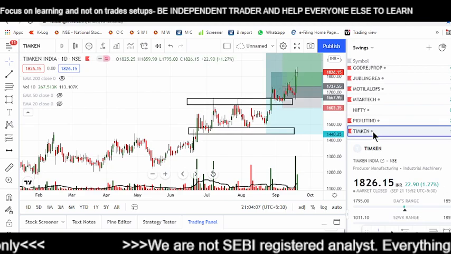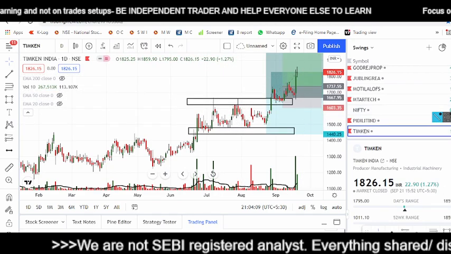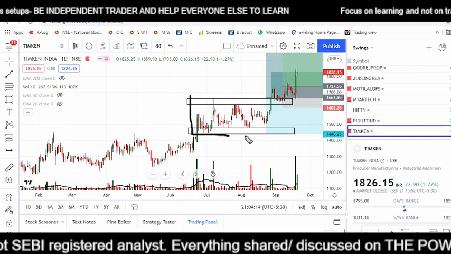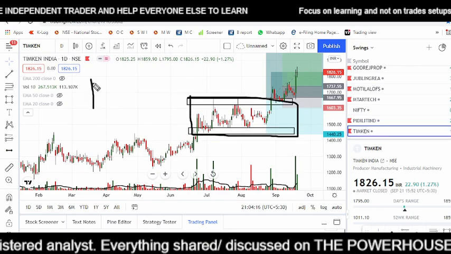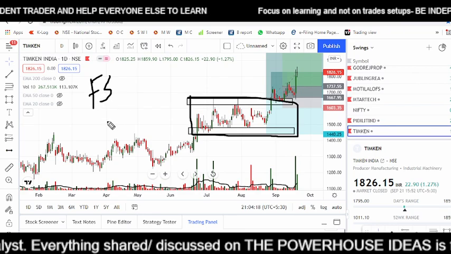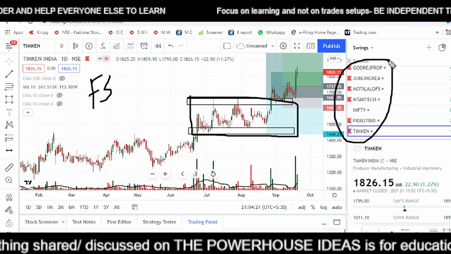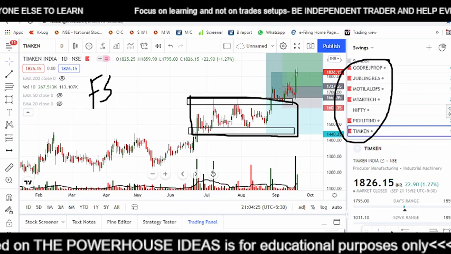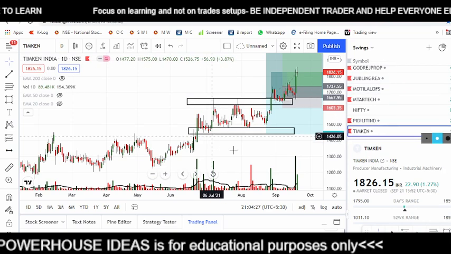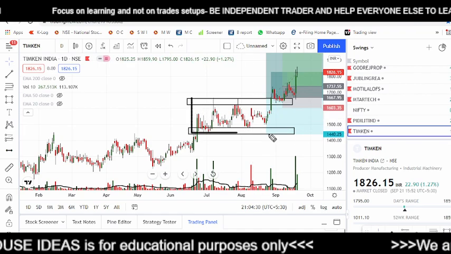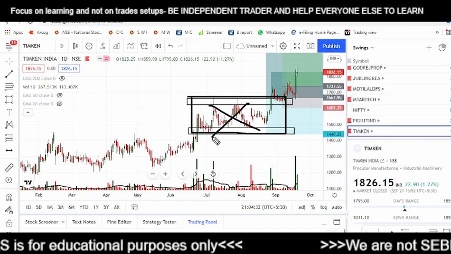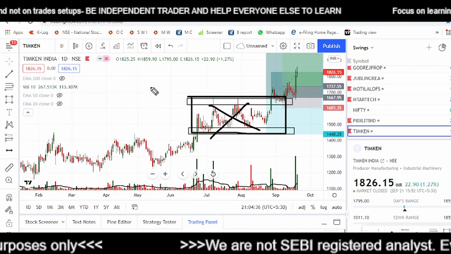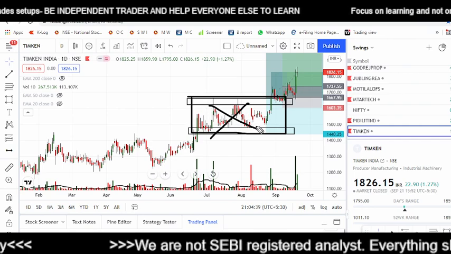The last stock for today is Timken. The reason is similar to Pidilite. We can see over here that the stock was consolidating. Mind you, this is a fundamentally strong company, and all the previous stocks I shared were also fundamentally strong. I make it a point that all the stocks I share are fundamentally strong so that you don't go into deep losses. As you can see, the stock was ranging, and in a range we don't buy anything. This is a rule which the Powerhouse people follow. All the members of Powerhouse know that we don't buy in ranges.